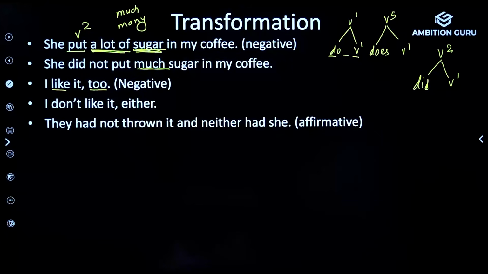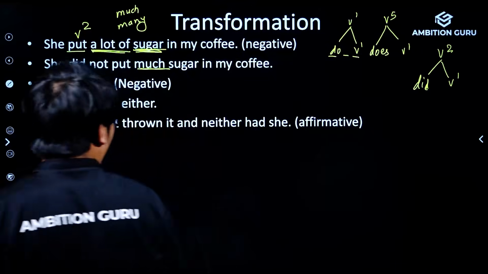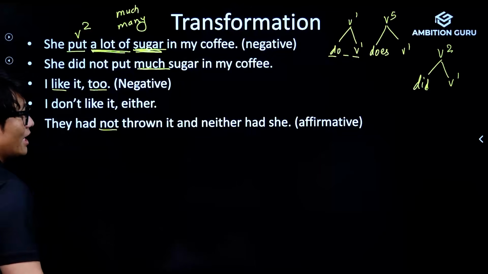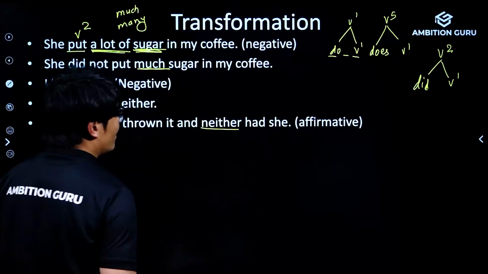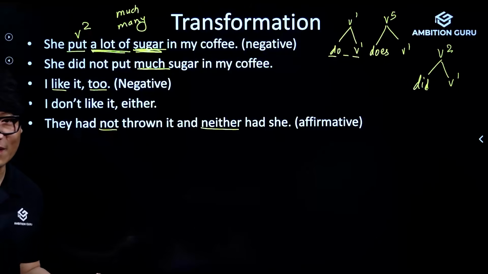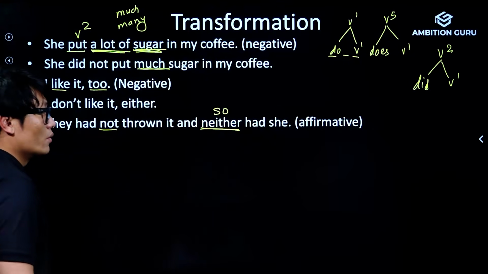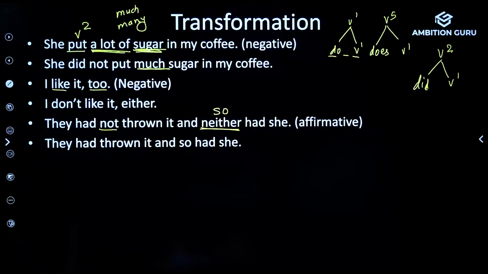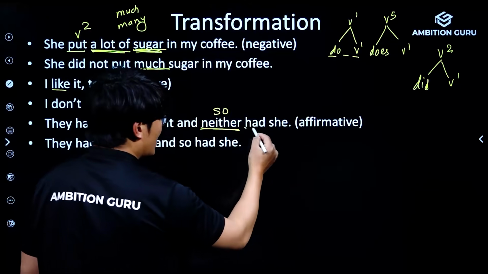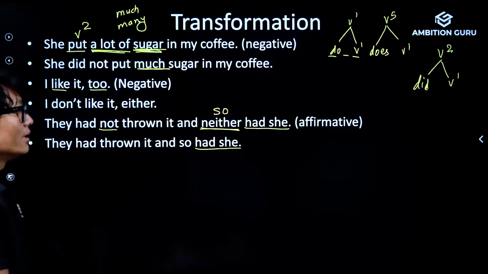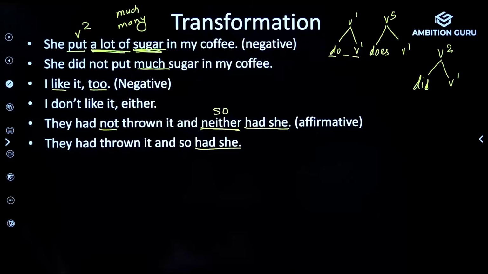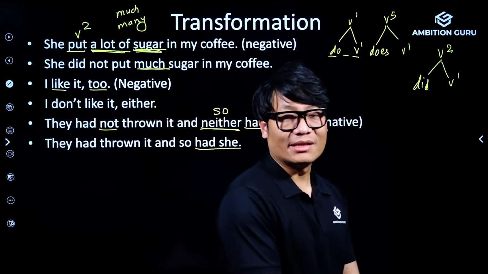Okay, let me now tell you the answer. Obviously in affirmative, we need to remove this not and we need to remove this neither. Only two words we need to remove here. In the place of neither, we need to write so. The answer is: they had thrown it and so had she. And obviously you don't need to change the rest, just write it as it is. They had not thrown it and neither had she. They had thrown it and so had she. Yeah, that's right.